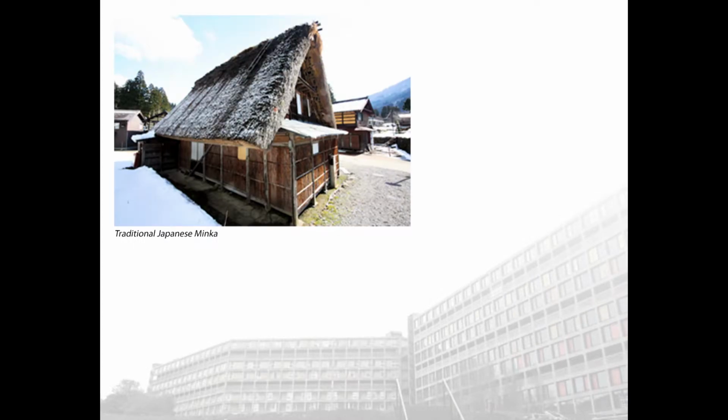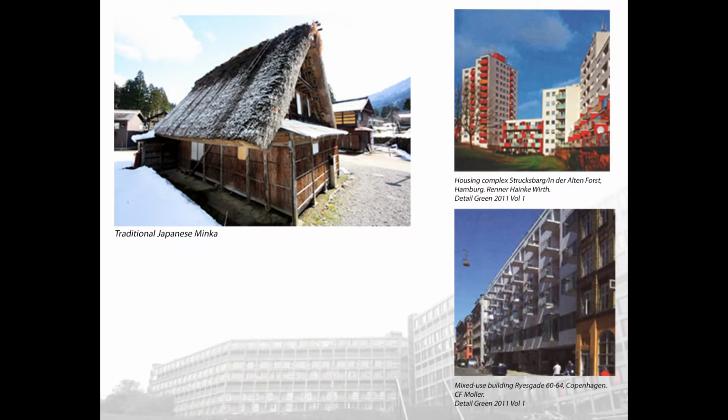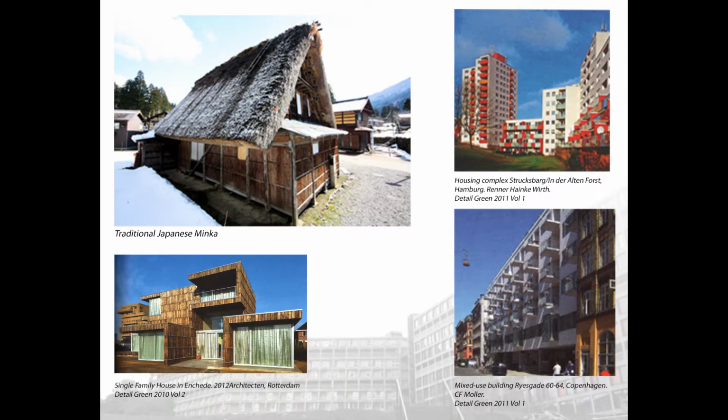In addition, shading can be achieved through the natural shape and form of building elements. This goes as far back as the traditional Japanese minkas with overhanging eaves to block incident sunlight, to more contemporary buildings with the use of balconies, horizontal overhangs, and window recesses that provide a functional use as well as blocking out sunlight.